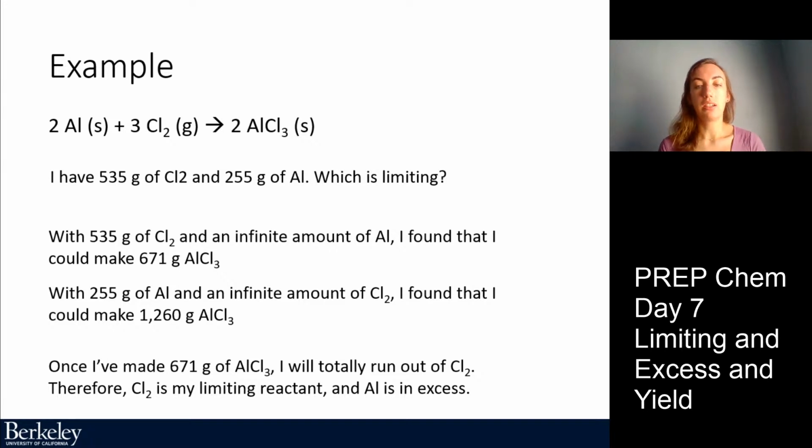So that means that Cl2 is my limiting reactant. At the point that I've made 671 grams of product, I'm out of Cl2 and I still have aluminum left over. So aluminum is in excess.